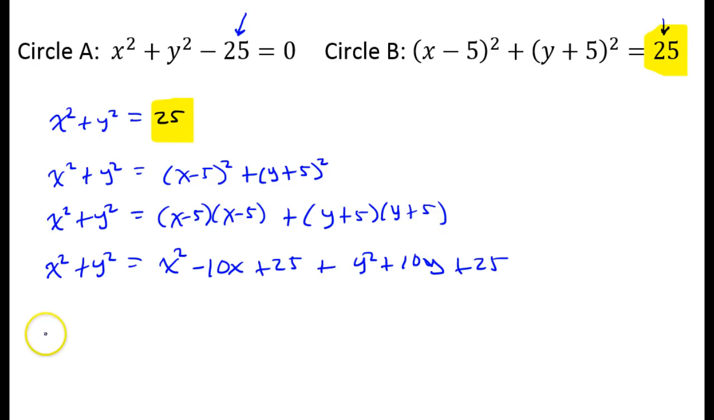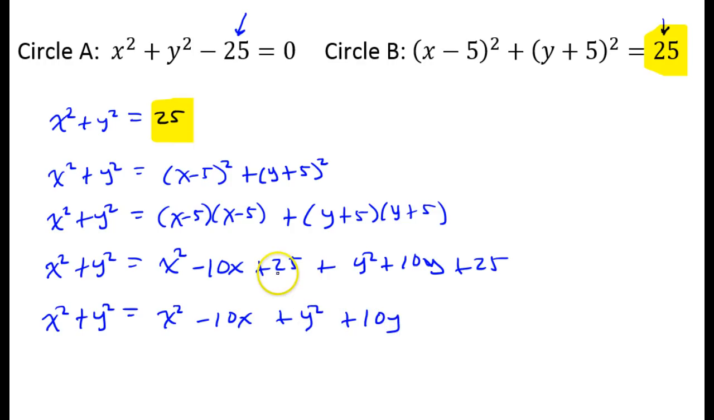Might as well combine like terms over here. So I've got x squared plus y squared is equal to x squared minus 10x plus y squared plus 10y. So the like terms are 25 and 25. So I'm going to go ahead and just say plus 50, because why not?